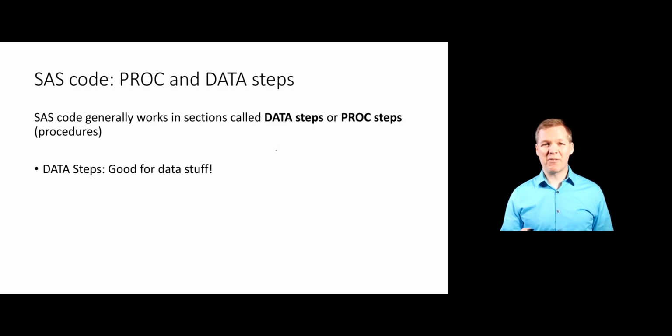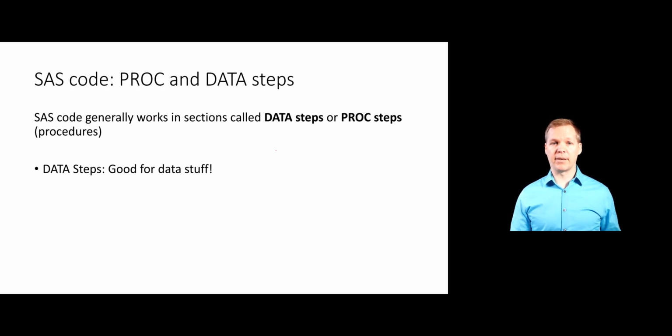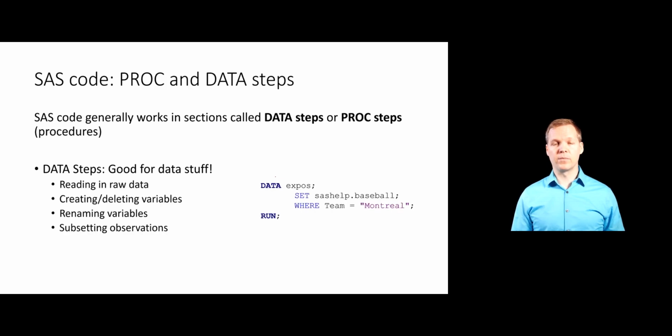Okay, so how does SAS actually work, generally speaking? Usually we have things called steps in SAS programs. These make up the bulk of your programs. We're going to have what are called data steps and what are called proc steps. Data steps are really great for doing anything that you want to do with data. This includes reading in raw data, creating and deleting variables, renaming variables, subsetting observations, and many more things. You can combine data sets and do all sorts of other stuff as well.